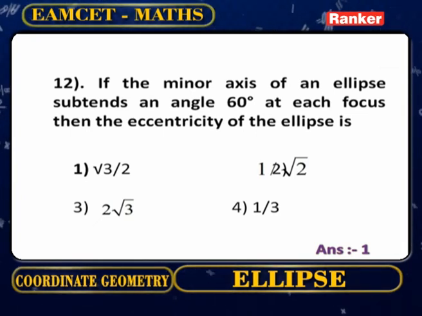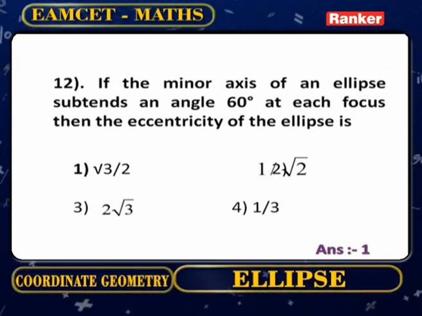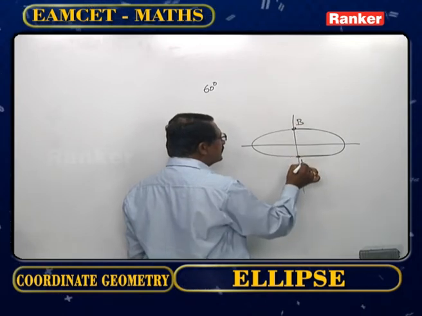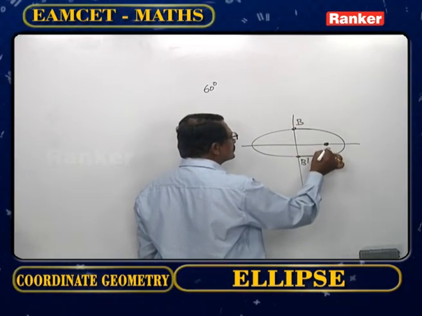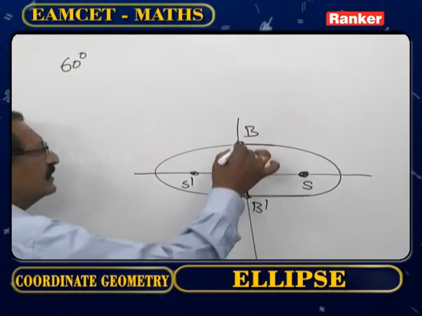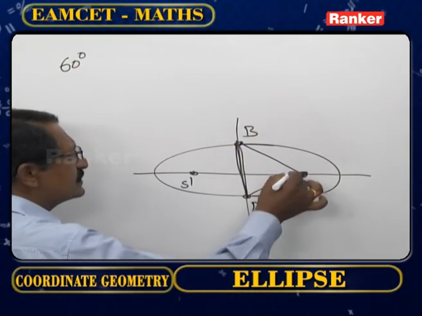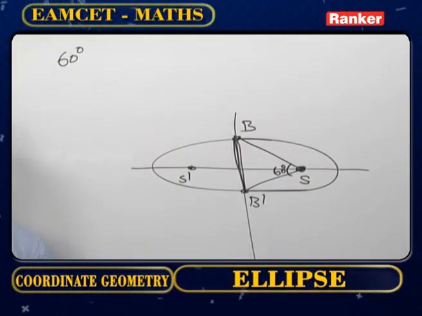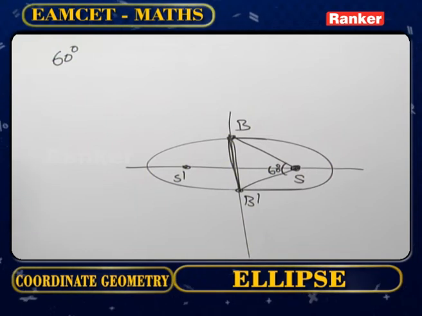If the minor axis of an ellipse subtends an angle of 60 degrees at each focus, then find the eccentricity of the ellipse. Now BB' is the minor axis, with one focus S and second focus S'. The minor axis subtends an angle of 60 degrees at one focus, and also at the second focus. Now the required eccentricity of the ellipse.